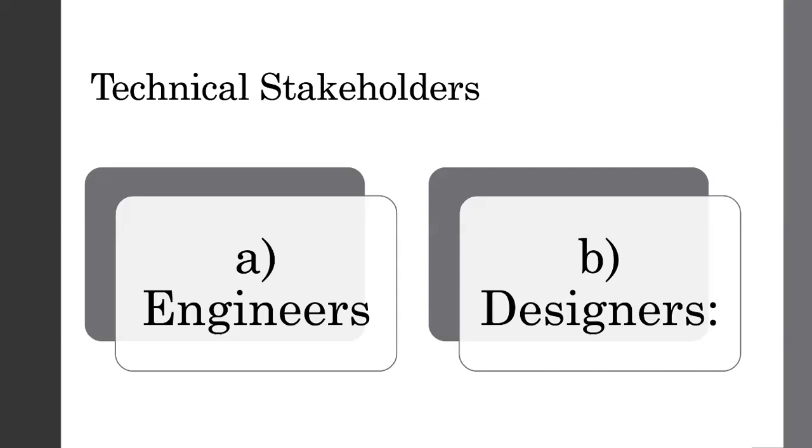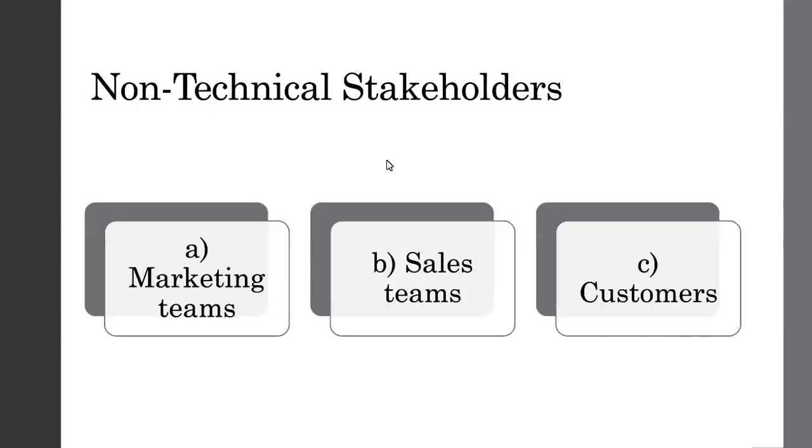Then we have the designers. The designers are those that prototype and build the wireframes of our product. Those are the technical stakeholders that we have. Then we have the non-technical stakeholders. We have the marketing team. Just like one of us asked about the business analyst, the business analyst falls under the non-technical stakeholders. We have the marketing team, those that market our products to the general public.